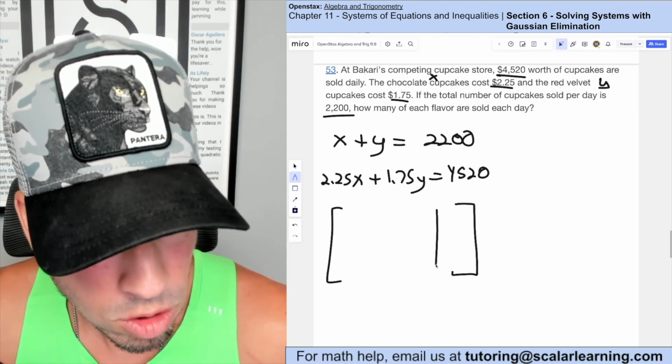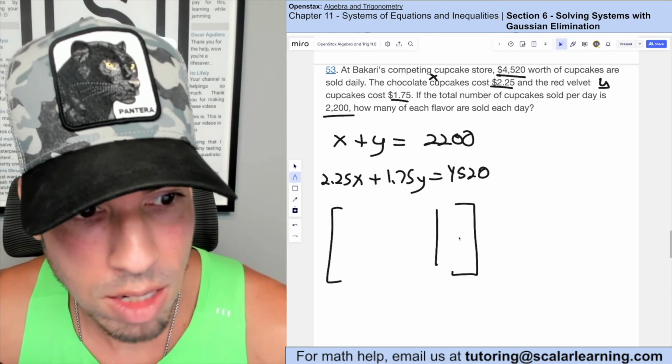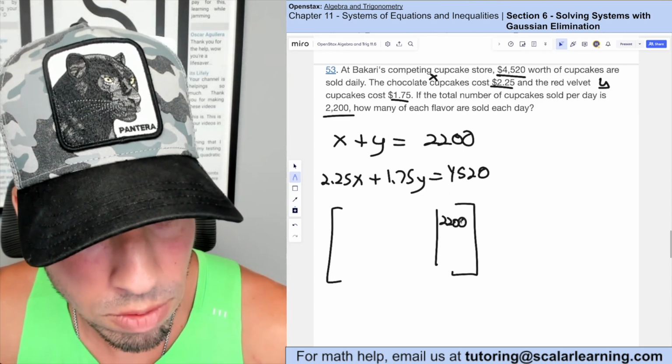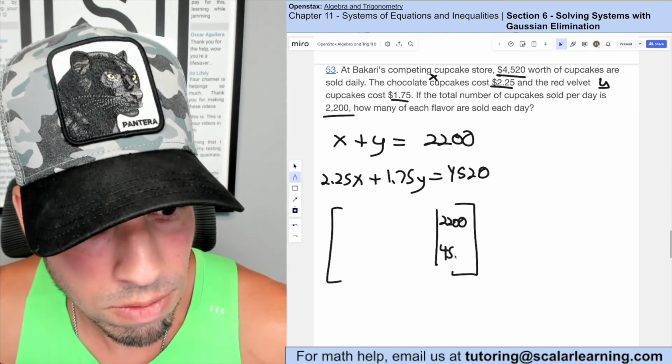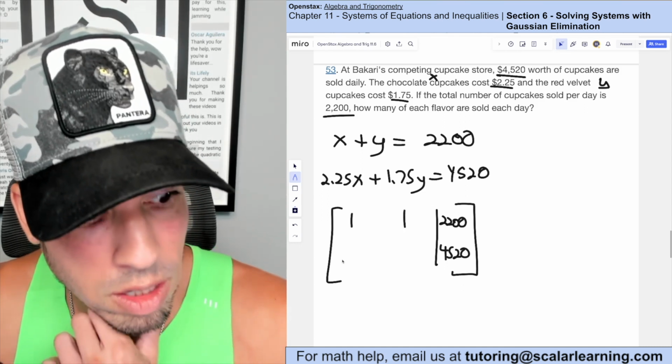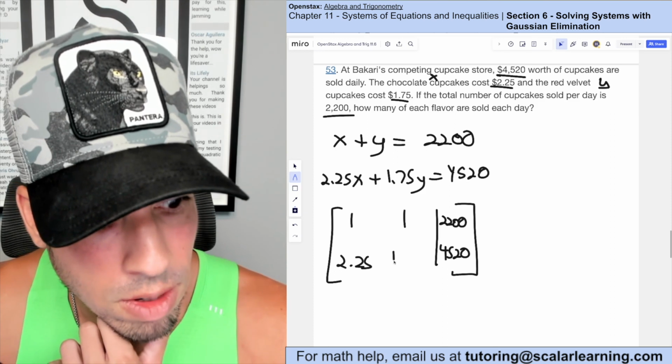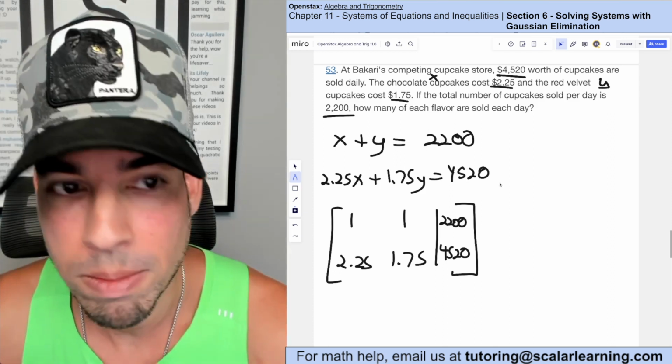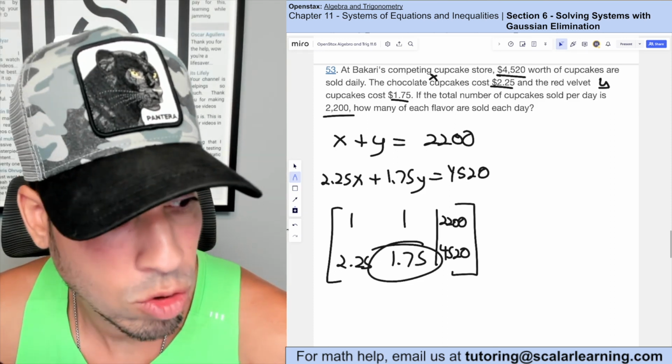And it's going to be a 2 by 2 with the constants over here. So we got 2,200 for the top one, 4,520 over here. And then the coefficients there are 1 and 1 here. It's 2.25 and 1.75. Great. So first, let's flip this to a 1.